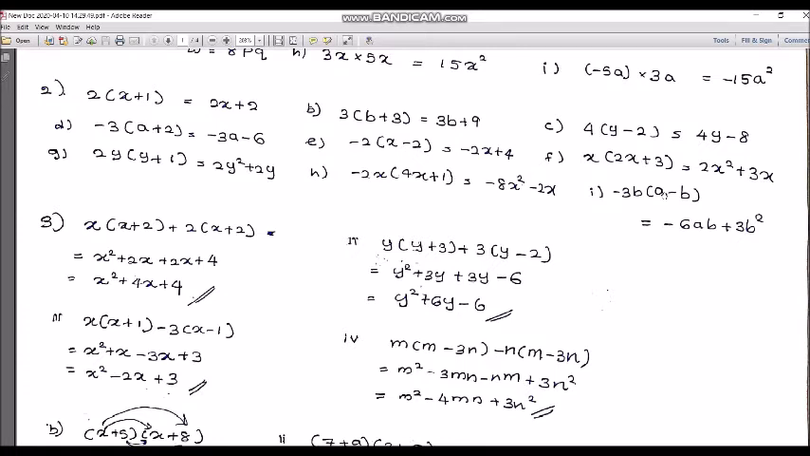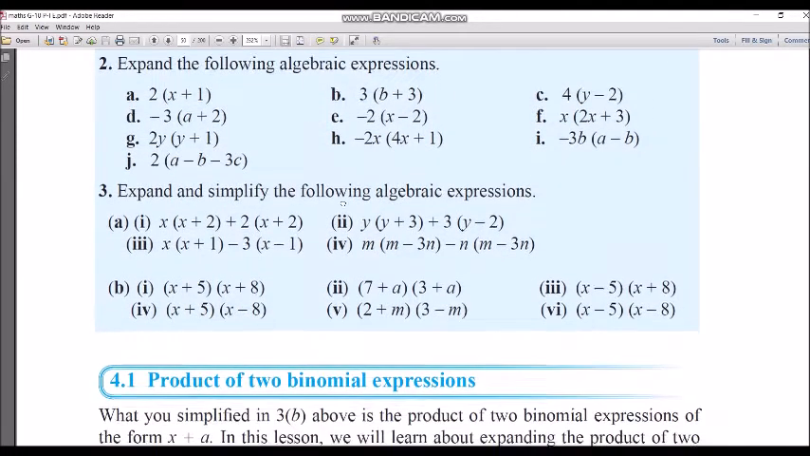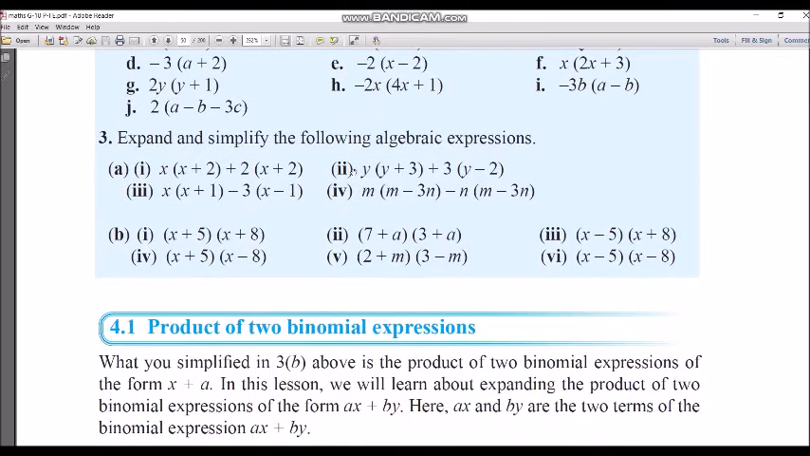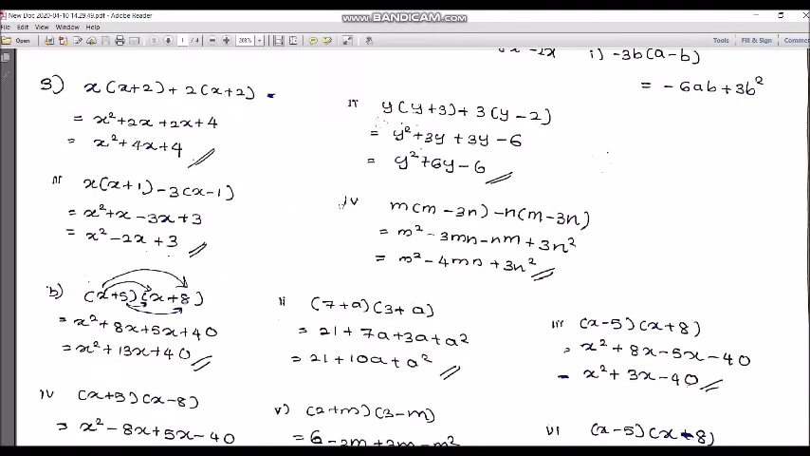And the third question, in the third question they have asked to expand and simplify. So also same, the only difference is here we had only one expression, and here they have combined the expression with plus or minus marks. So you can see the answers. I think you can do it on your own.